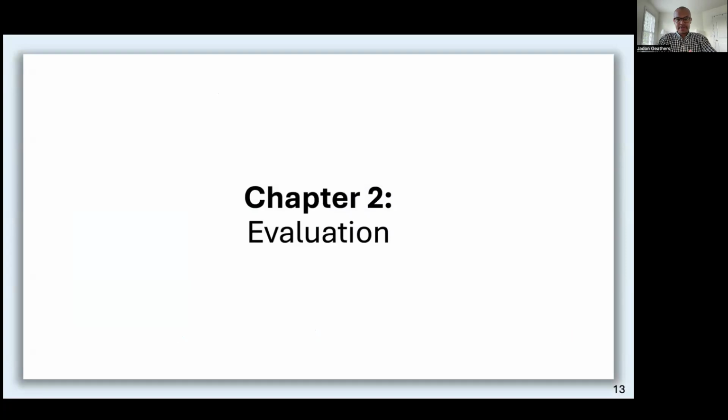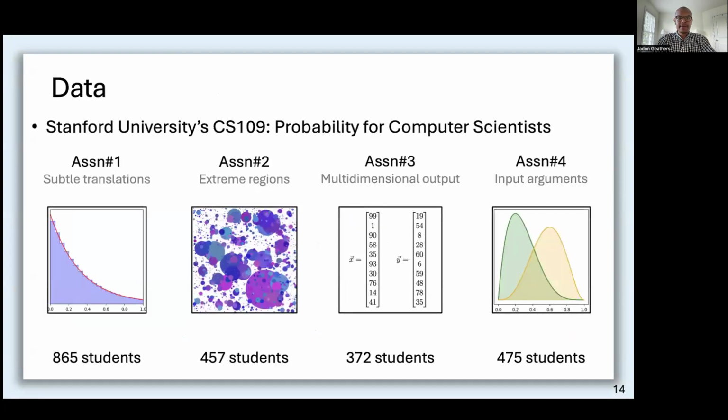To evaluate the performance of stochastic grade, we tested it on data from Stanford's CS109, which is a probability for computer scientists course. We tested it on 4 different assignments to see how well stochastic grade performed in different problem settings. In the first assignment, we test how well it can detect subtle translations, and then how well it can detect differences in the extreme regions of probability distributions, how well it can detect differences in programs that produce multidimensional output, and lastly, how well it works with programs that require input arguments in order to produce output.